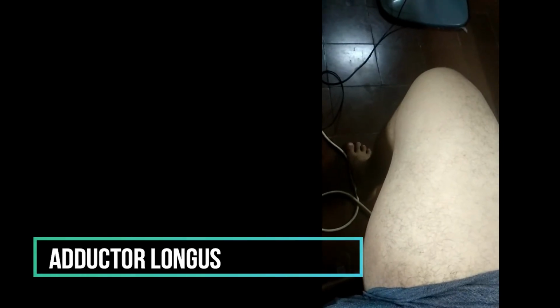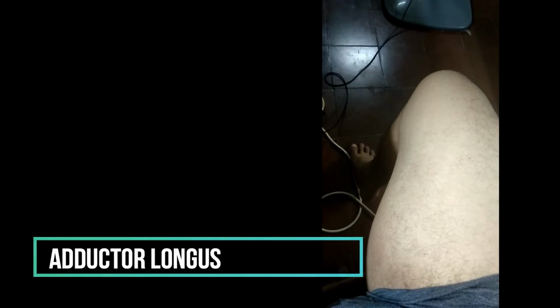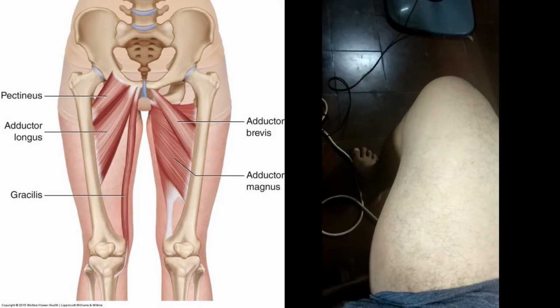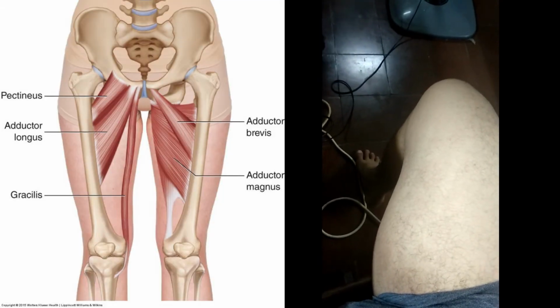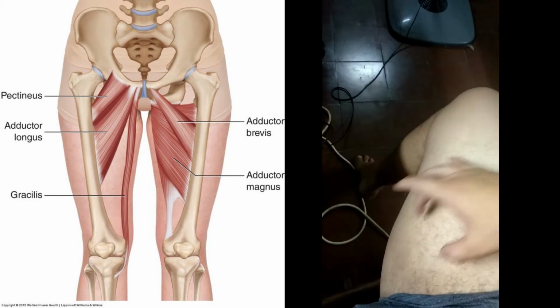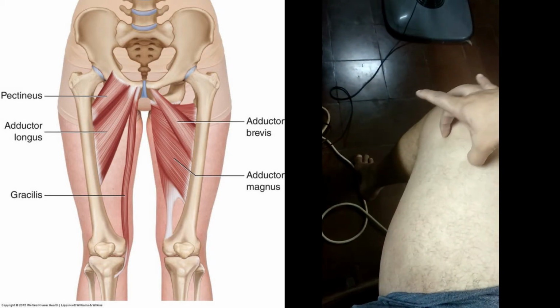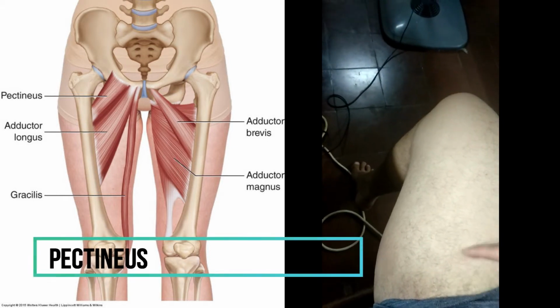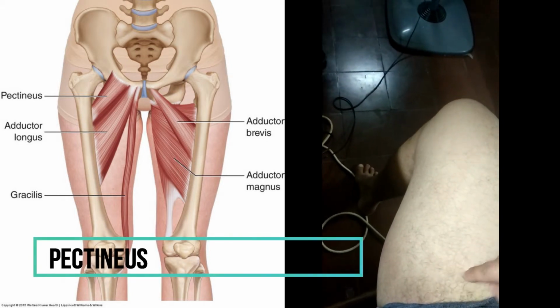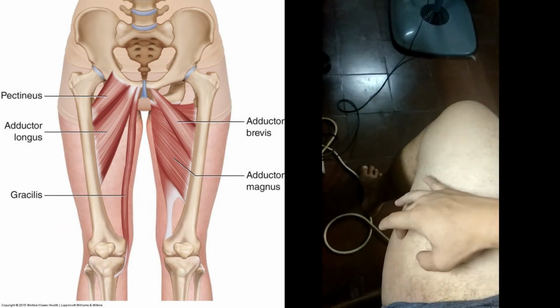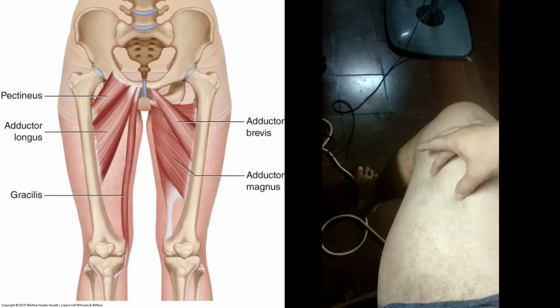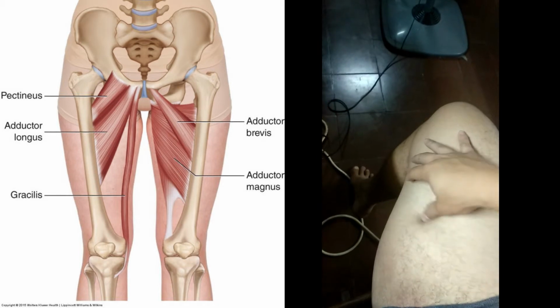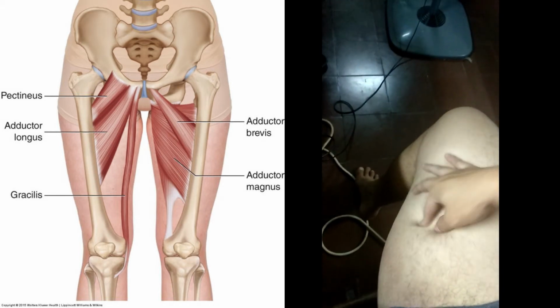Adductor longus. Origin: superior ramus of the pubis. Insertion: medial third of the linea aspera. So the adductor longus is around here, and the pectineus is just above the adductor longus. So the adductor longus can be palpated here.